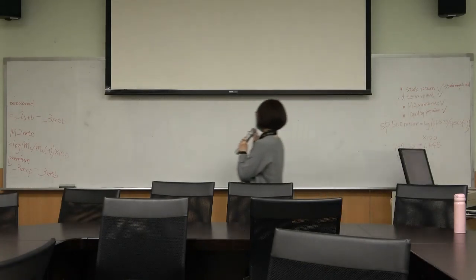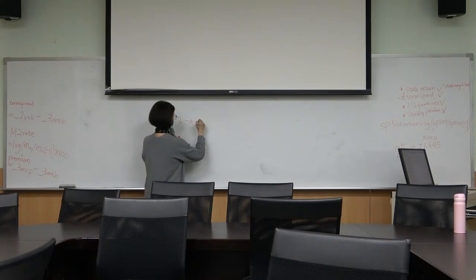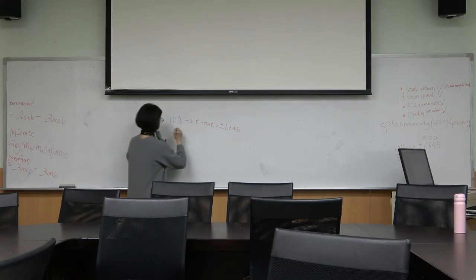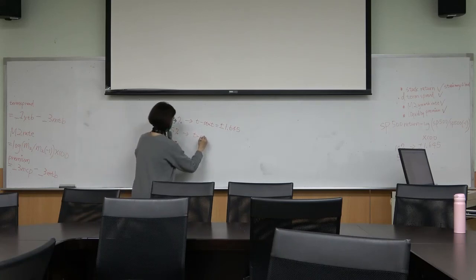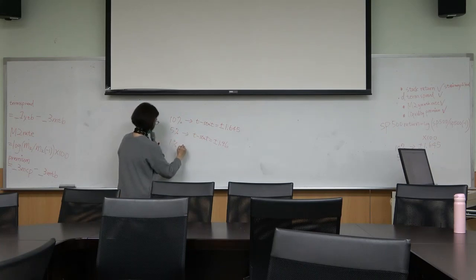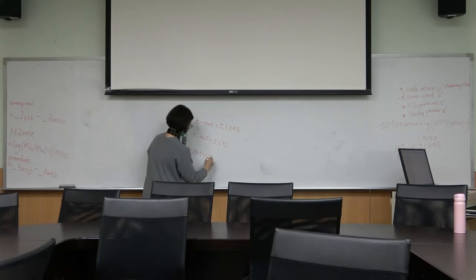Okay, so for 10% significance, the T-stat is positive or negative 1.645. If it is 5% significant, then the T-stat is positive or negative 1.96. For 1% significance, the T-stat is positive or negative 2.56.